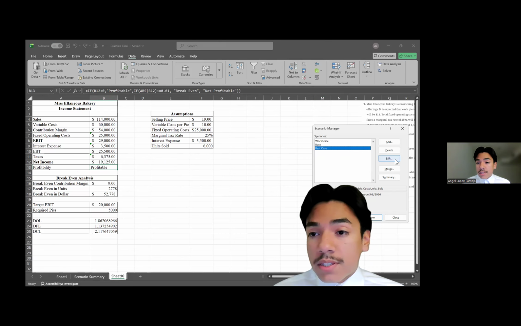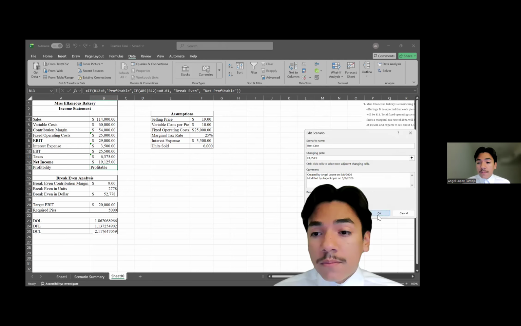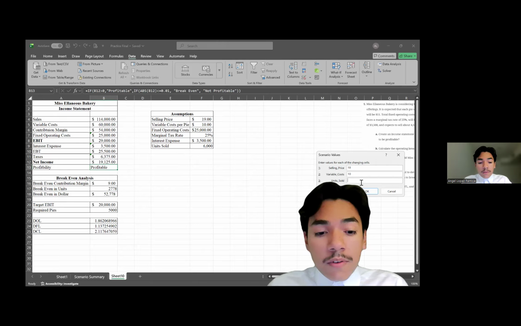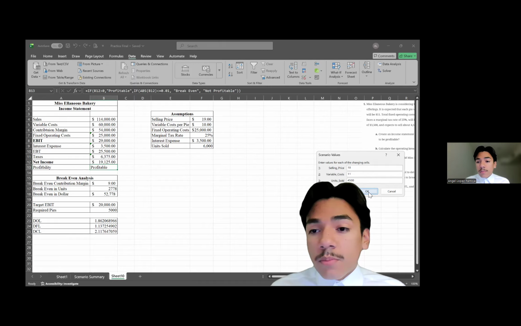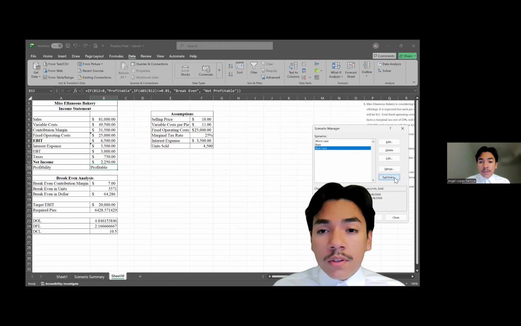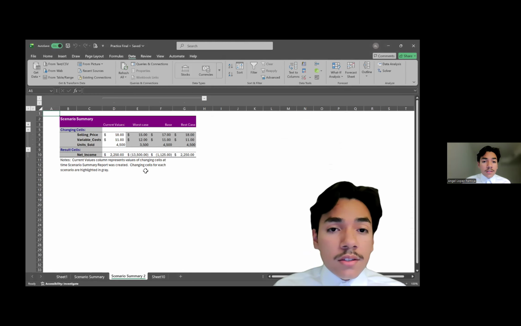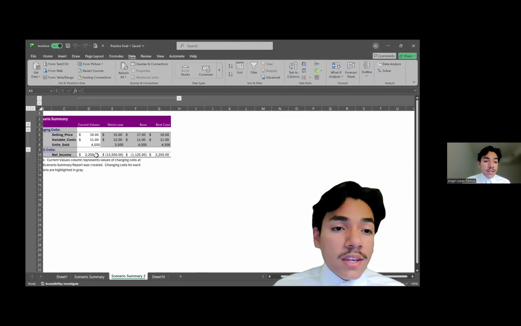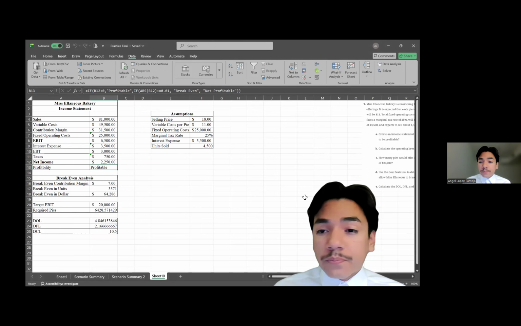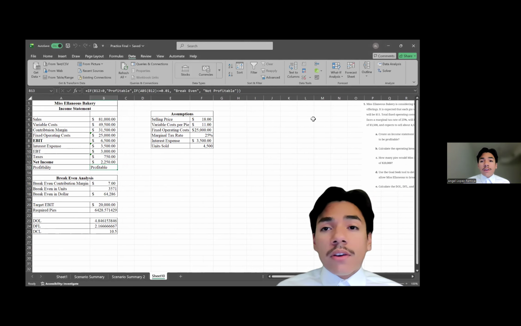So if we just go back to the best case and edit it, we can change it to, let's say, $18. If we keep everything the same, we see that our best case, which ends up being the current value at the moment, gets a net income of $2,250. So that answers all the problems. As you can see here, we have calculated everything.